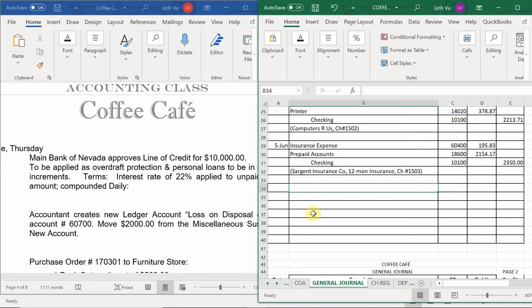What is this for? The Coffee Cafe business. So it says that it's to be applied for what? Overdraft protection. So when you are at a minus balance, or if you take personal loans. So how are we going to journalize this? I really can't imagine how we do that.